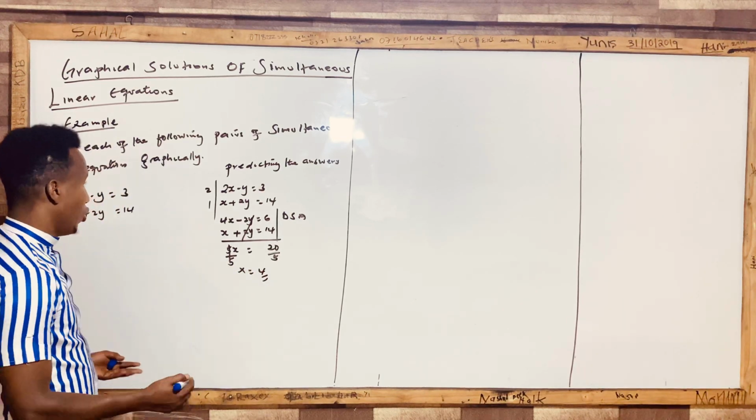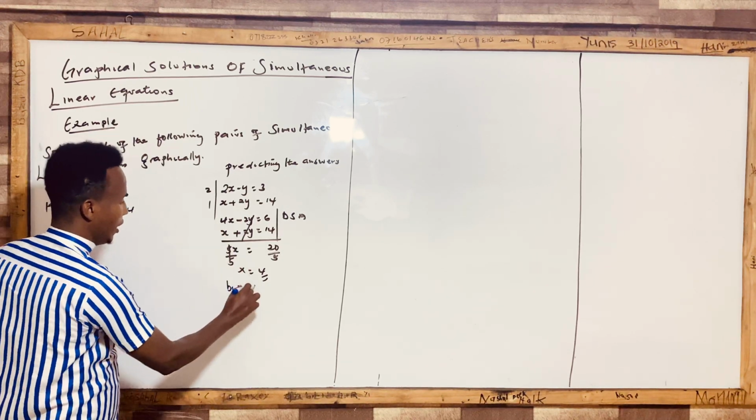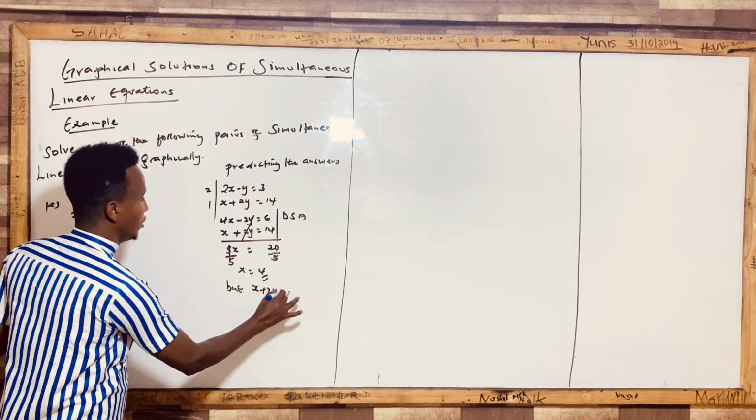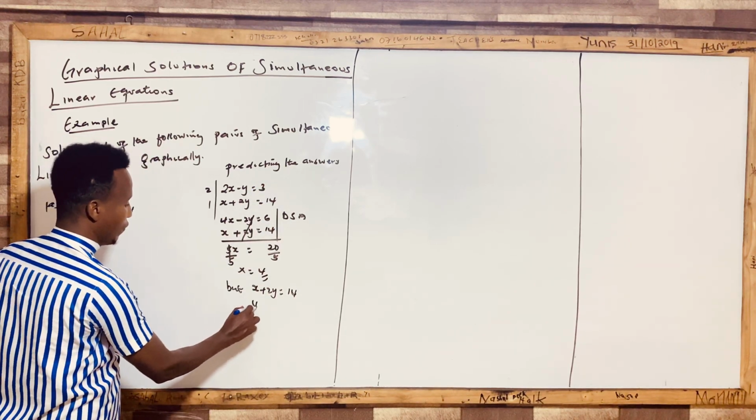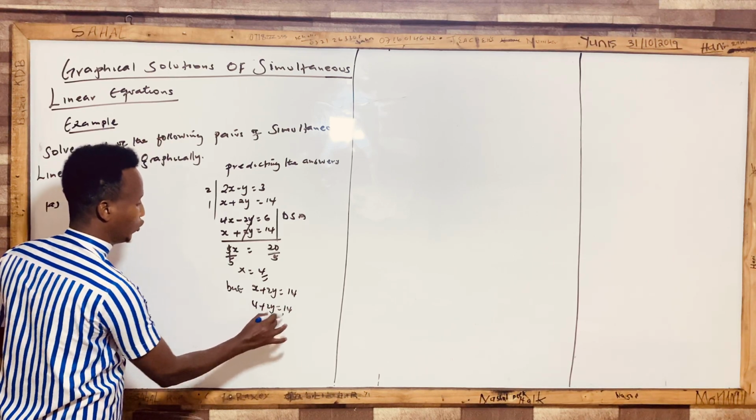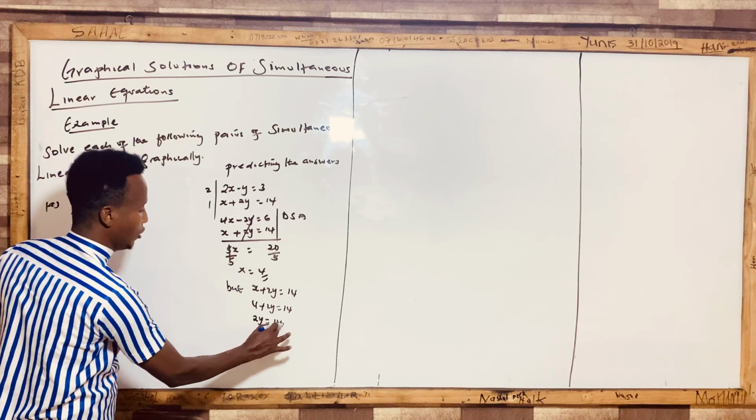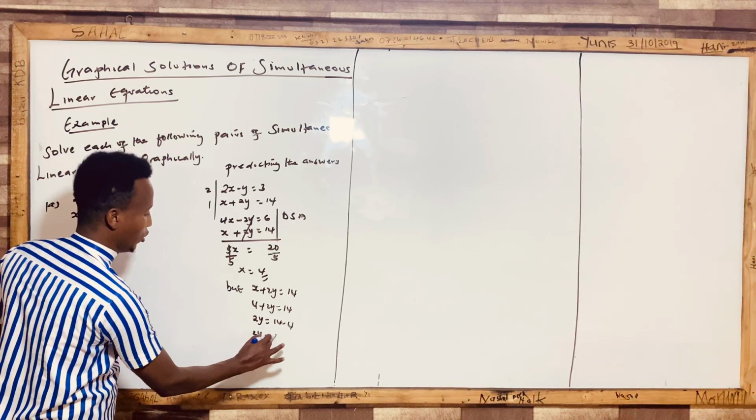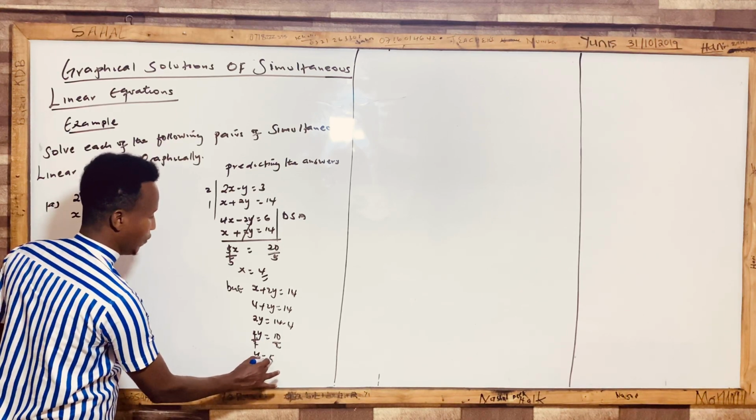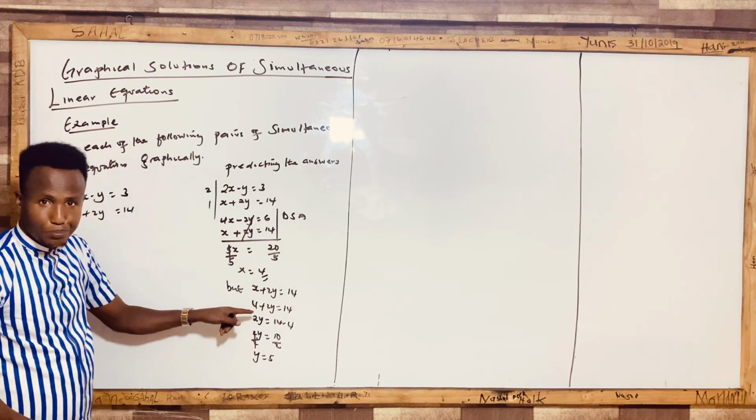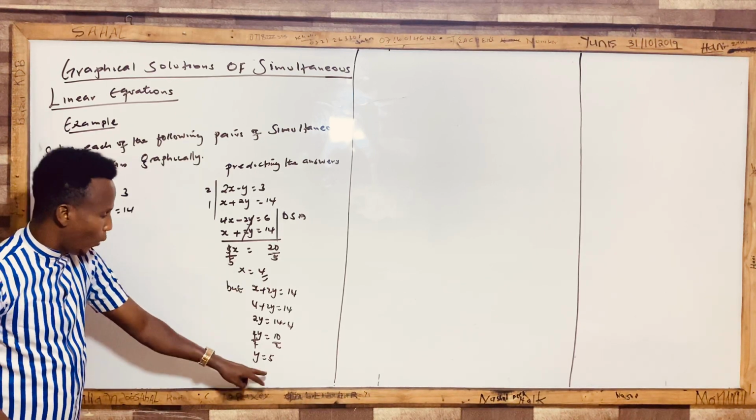X is 4. Now x plus 2y is equal to 14. So I'll say 4 plus 2y is equal to 14. Looking for the value of y, don't forget. So 2y is equal to 14 minus 4. Then 2y is equal to 10, all over 2, all over 2. Cancel. So y is equal to 5. Now these are the marking scheme answers. Yeah, x is 4, y is 5.